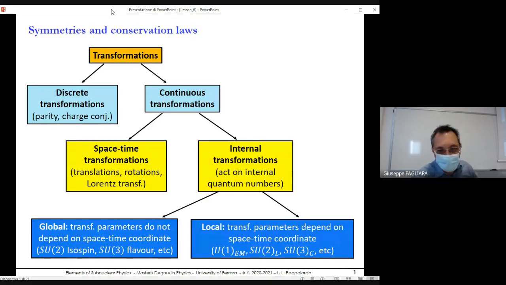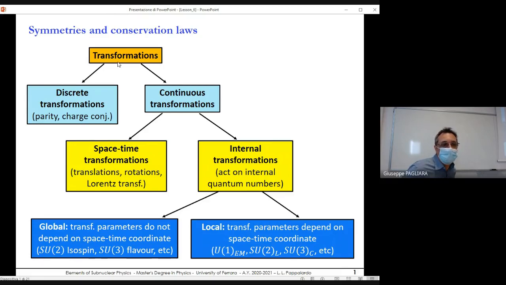So let's continue from the point we left yesterday. Yesterday we started introducing transformations, with the idea that the so-called symmetry transformations are transformations that leave the Lagrangian unchanged, as we will see today. Okay, so they will not affect the physics. And there are several types of transformations.